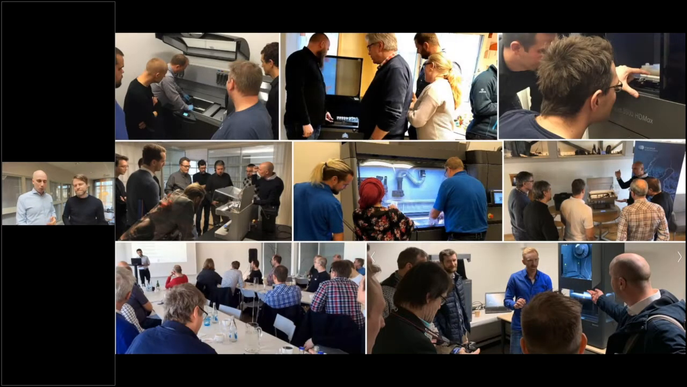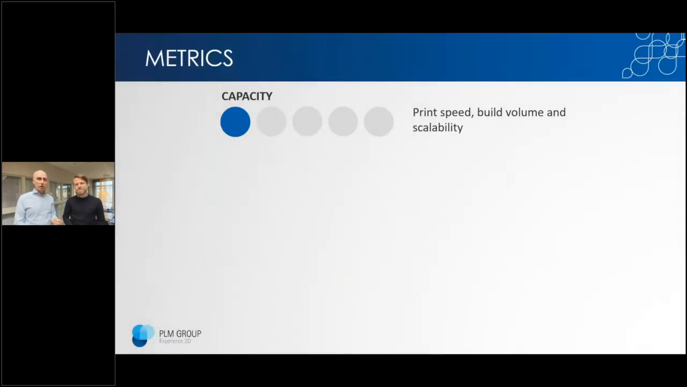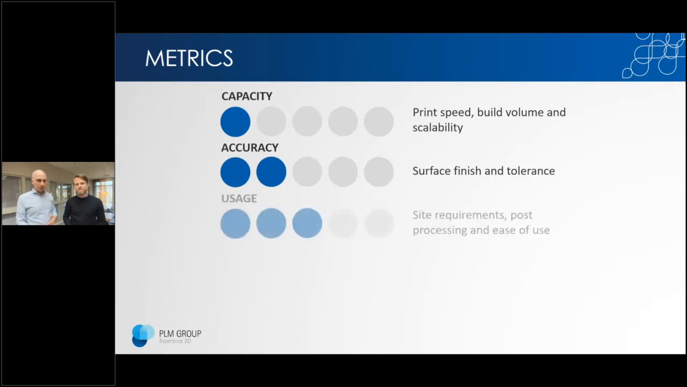First off, the way we will rate each technology is by 5 metrics. The first metric is capacity, and capacity means the build volume of the machine, the printing speed, but also the scalability of the system. A low score here means a few products, and a high score means production, basically. The second metric is accuracy, so that incorporates surface finish, but also tolerance of the printed part. Third is ease of use, so that means how much site preparation is needed to install the machine, how easy it is to use, how much extra equipment you need, how much post-processing is involved, and ease of use as a whole.